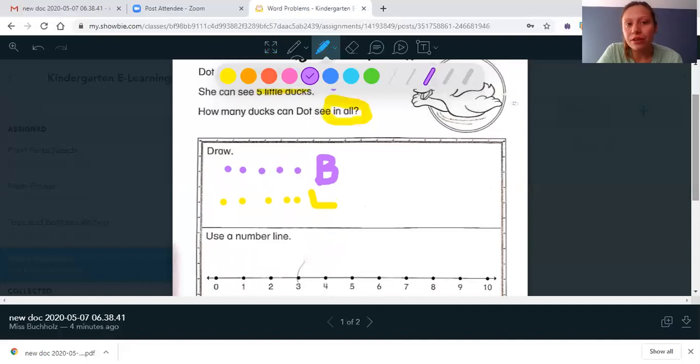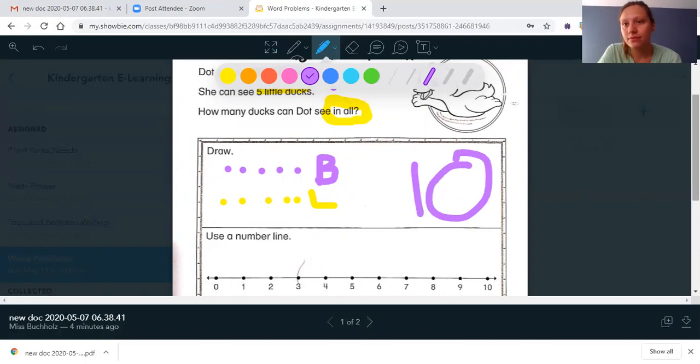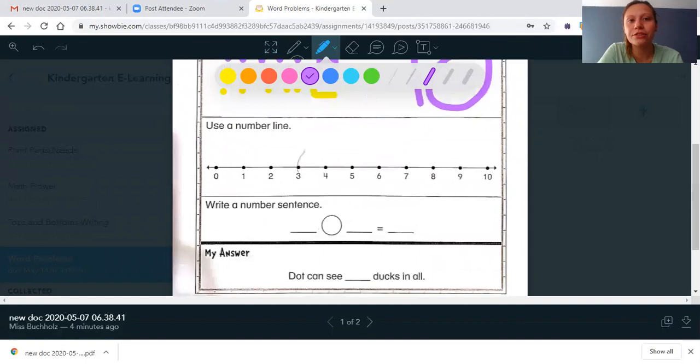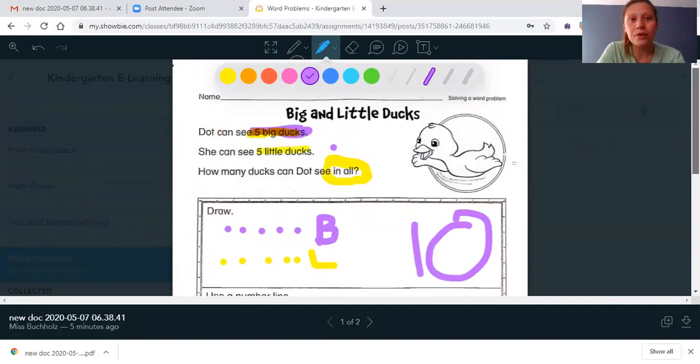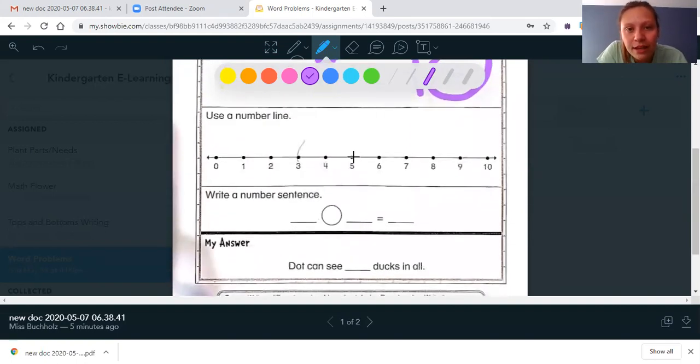So that's one way we could solve it, by drawing a picture. So I got my total of 10. So there's 10 ducks. There's another way we could do this, which is using a number line. So the way I'm going to use a number line is I'm going to start with how many big ducks I have. How many big ducks do I have? 5. So I'm going to find 5 on the number line, and I'm going to draw a dot on it. That's where I have to start.